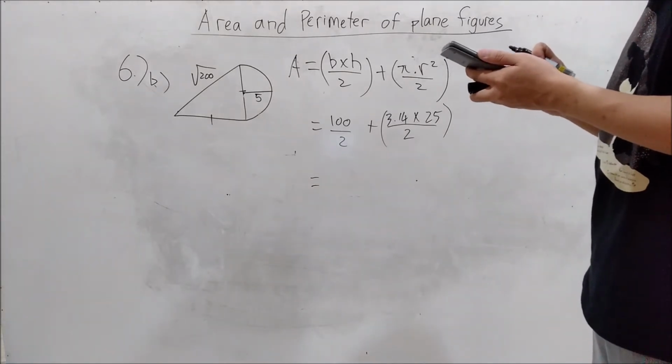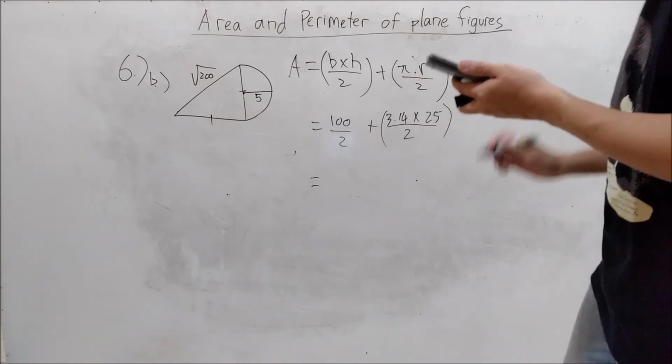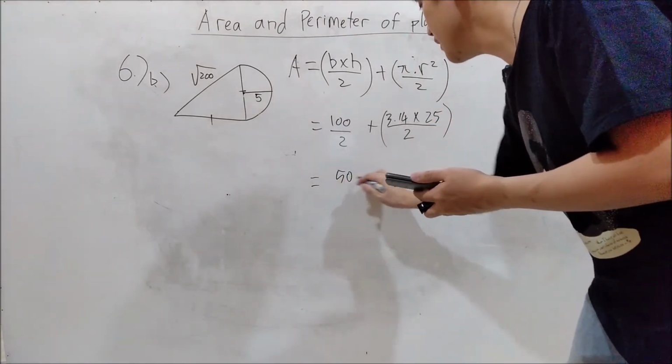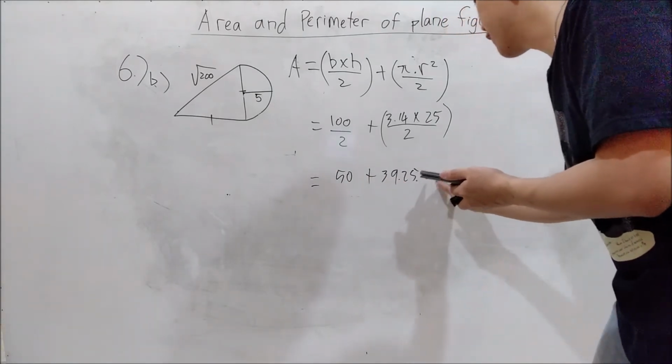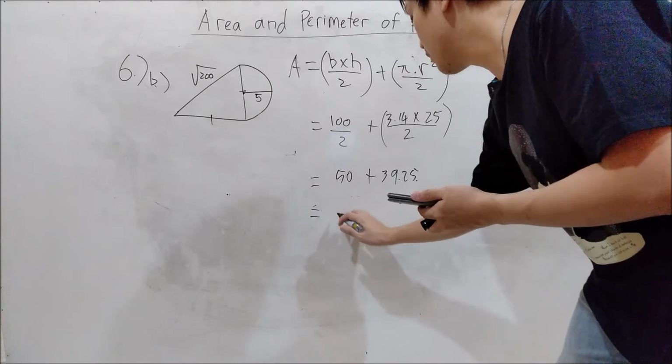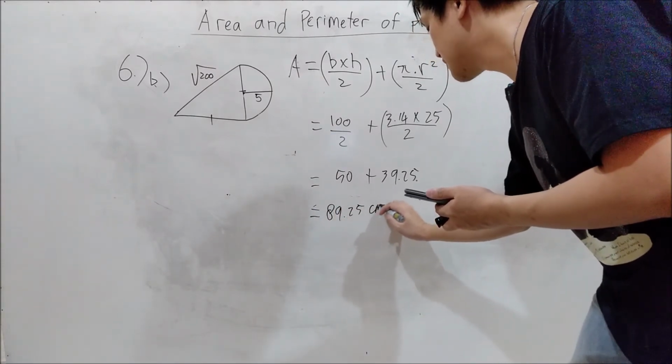And then divide the result by 2. This is easier. So in here we have 50 plus 39.25. And then at the end we will have 89.25 centimeters squared.